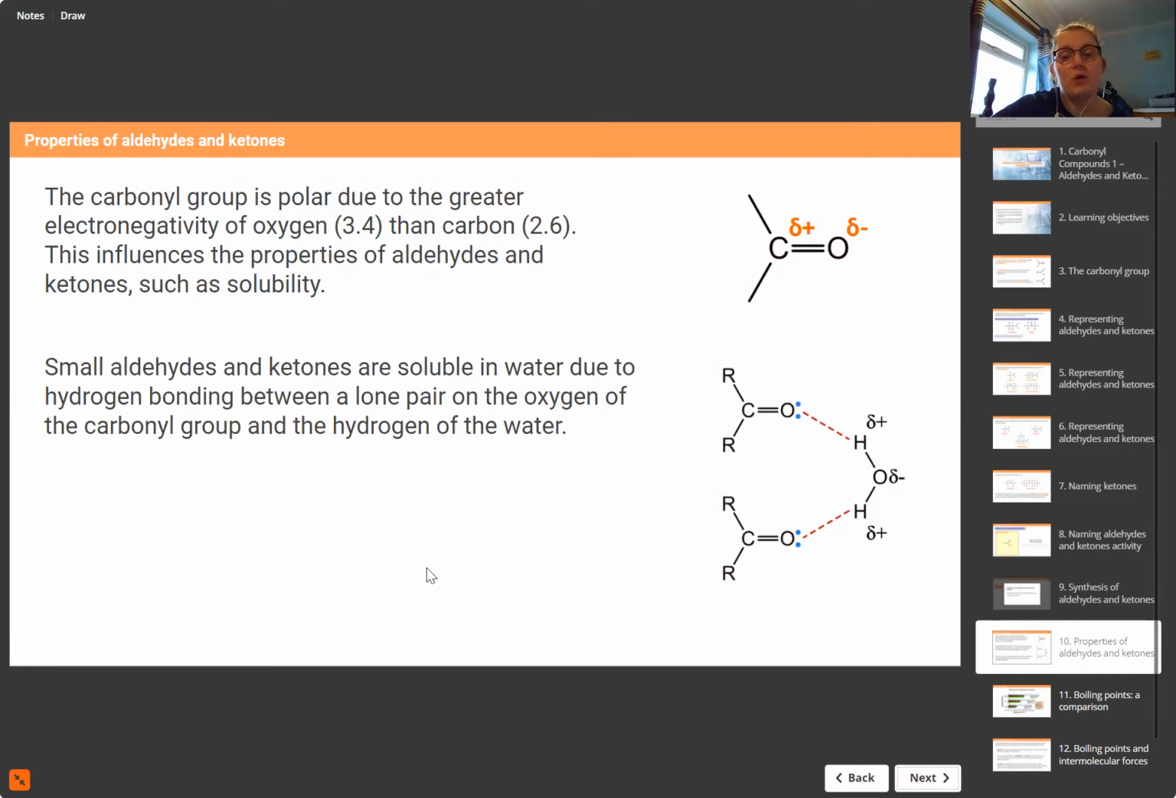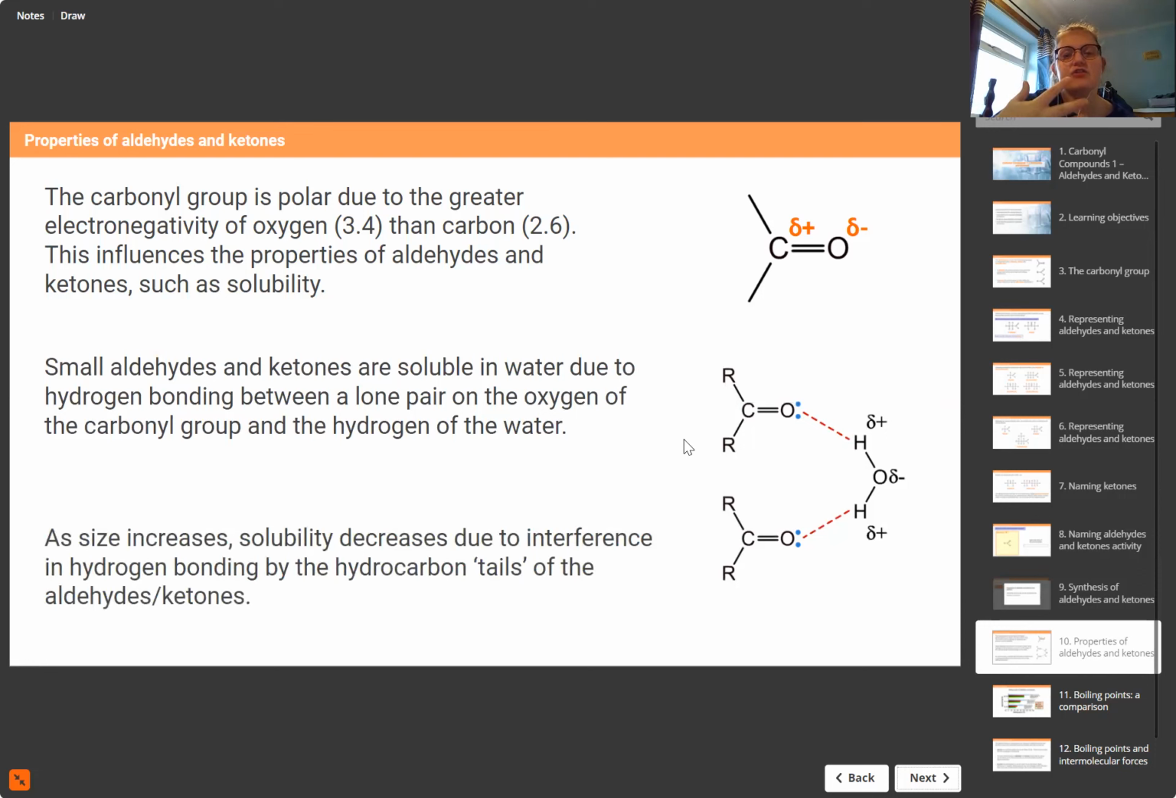So if we've got small aldehydes and small ketones, they're actually soluble in water. And that's because of the hydrogen bonding that can occur between the lone pair on our oxygen of the carbonyl group and the hydrogen of water, because obviously we know water is a polar molecule as well. And so because of that, we can actually have hydrogen bonding occurring there.